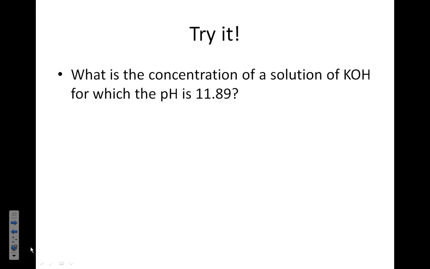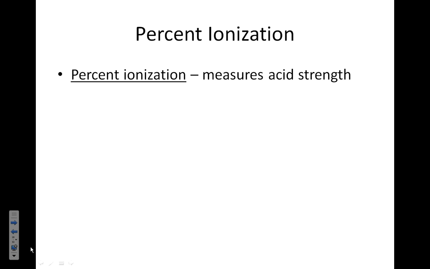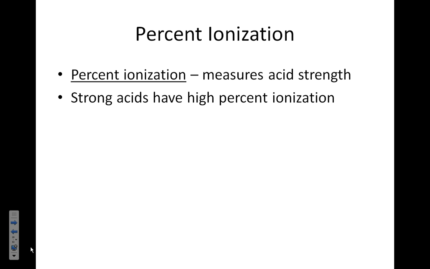I'm going to skip this question and talk about percent ionization. Percent ionization is simply a way to measure the acid strength for weak acids. Typically, percent ionization is not something that you talk about with respect to strong acids because they have very, very high percent ionizations. Their percent ionizations are 100%. Like, that's what it is. Maybe they're like 99%. We're assuming that they're 100% realistically.